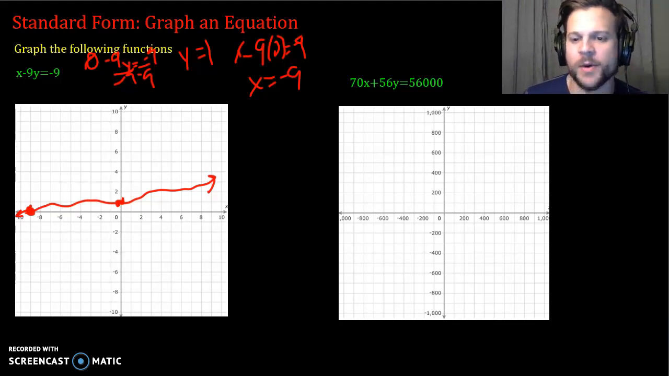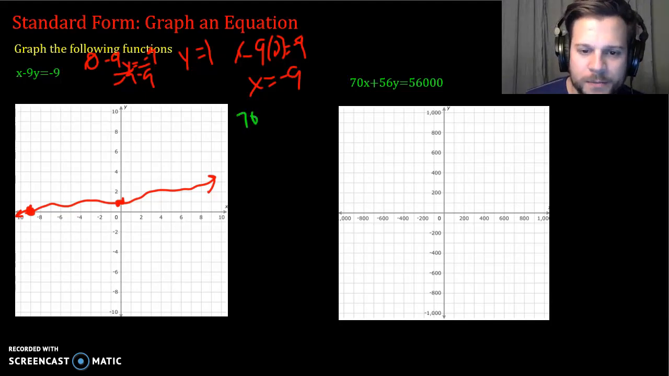Same thing over here with the second one: 70x plus 56y equals 56,000. So what we're going to do is solve for our intercepts. I'm going to do the work over here in the middle. So I'm going to plug in 0 for the x first.